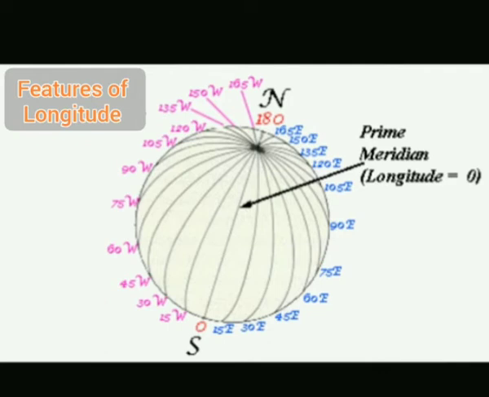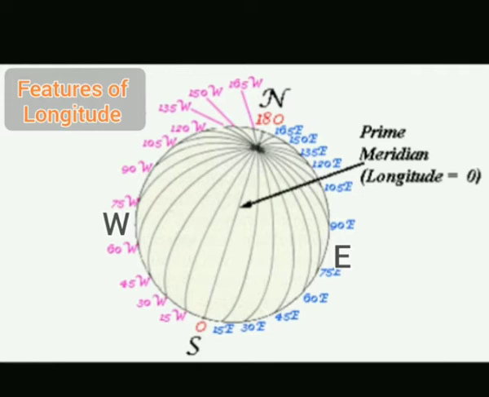There are a total of 360 meridians, that is 180 lie to the east of the prime meridian and 180 lie to the west of the prime meridian. When the 180 degree east and west meridians join together to form a meridian, the prime meridian and the 180 degree longitude together divide the earth into two hemispheres, that is the eastern hemisphere and the western hemisphere.